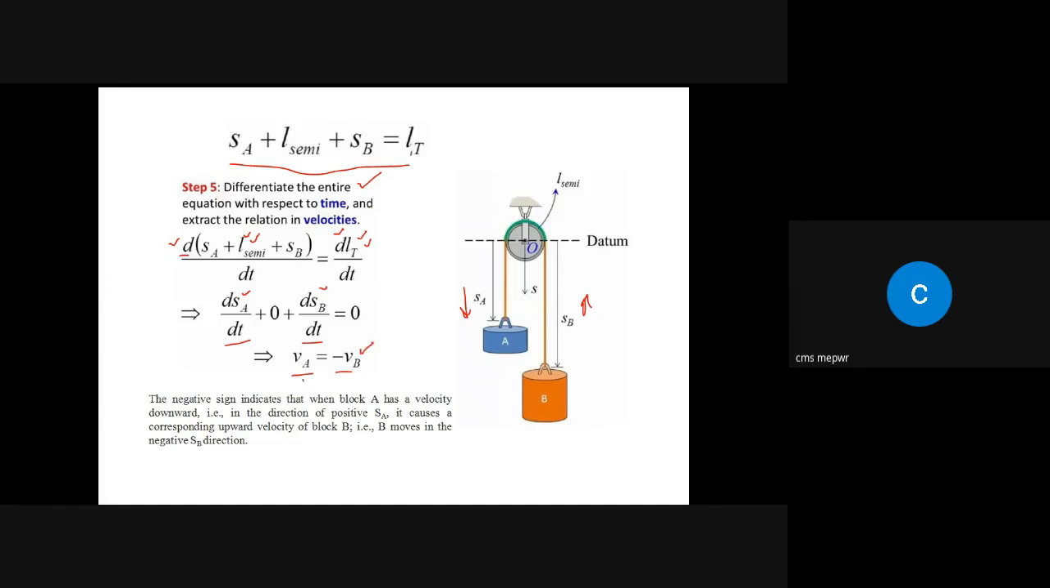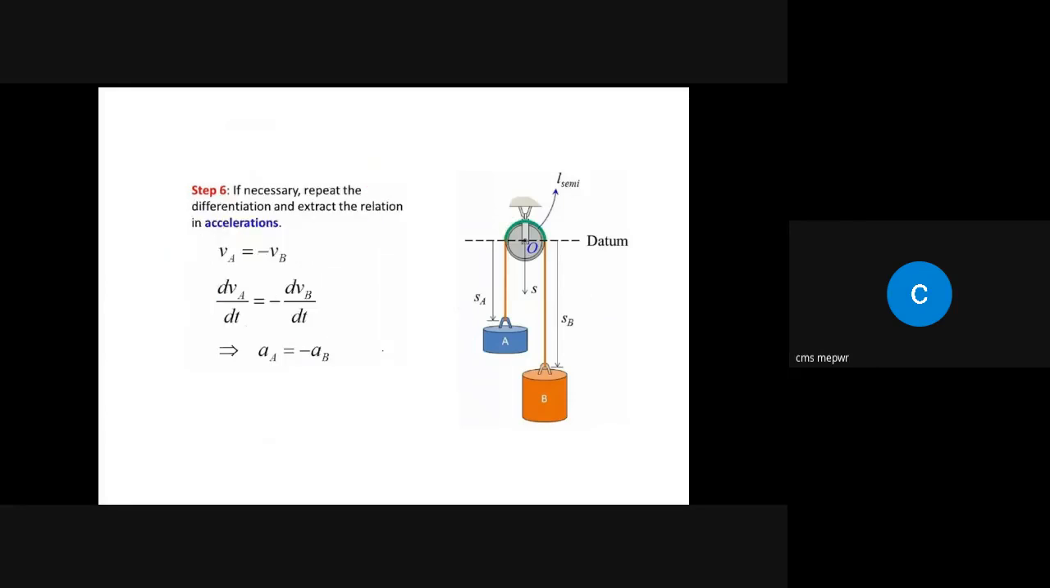Now we can also write it like VB is equal to minus VA. What does that represent? It represents that if block A moves upward, which is in the negative direction, it will have negative velocity, so block B will move downward in that case. If block B moves downward, block A will move upward, since downward velocity is positive and upward velocity is negative. So that's why we can have this equation. Now we got the velocities.